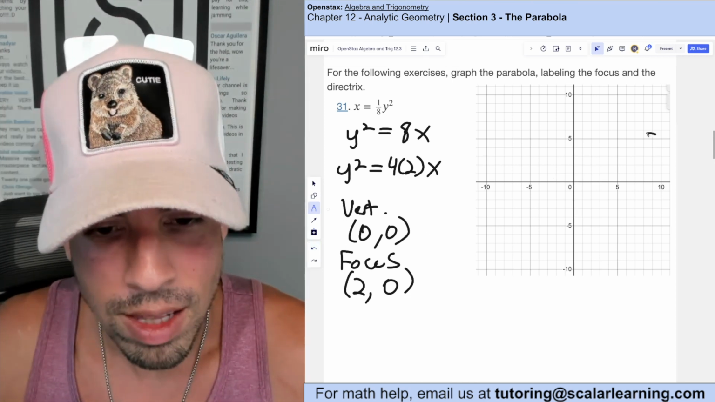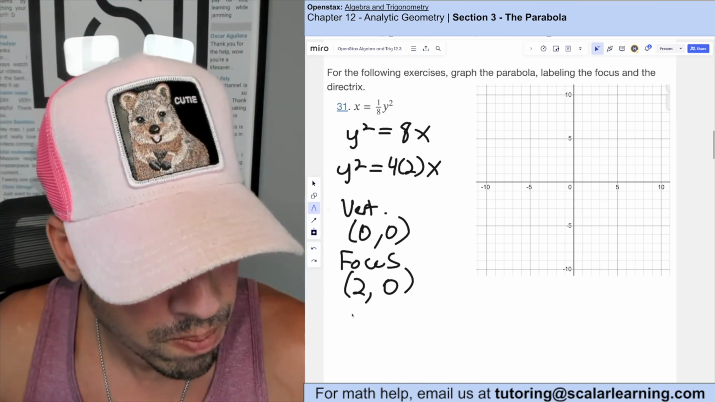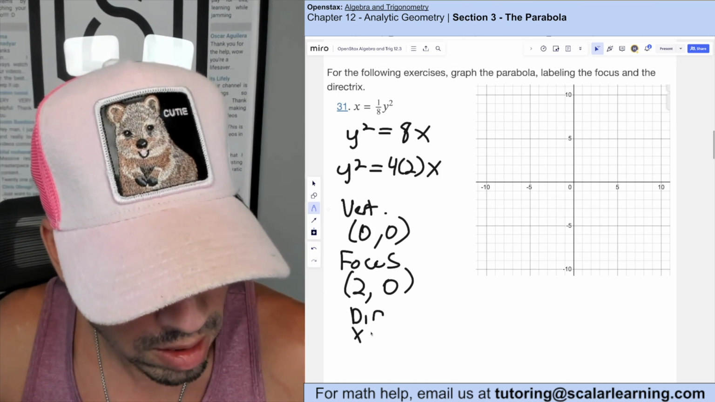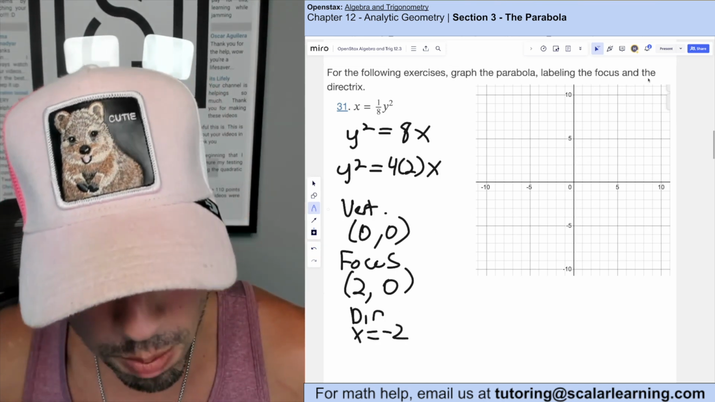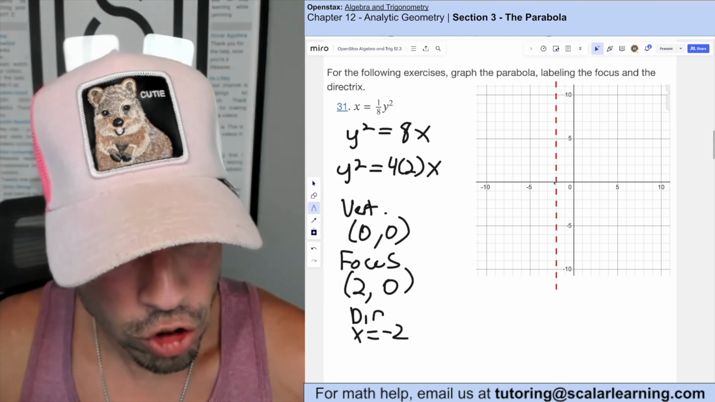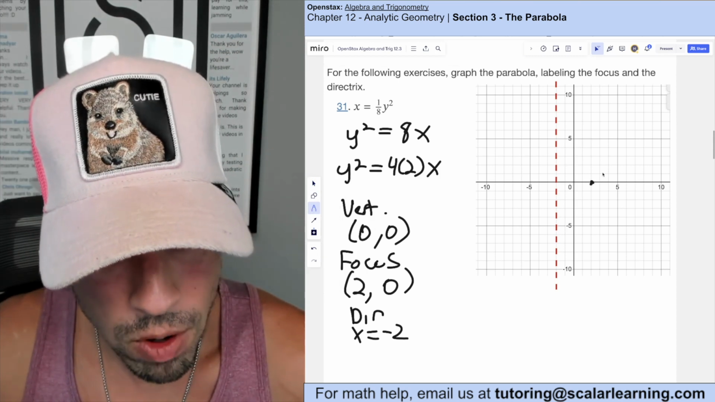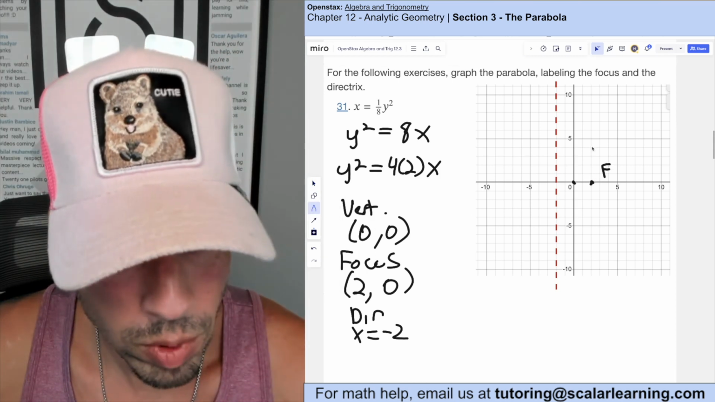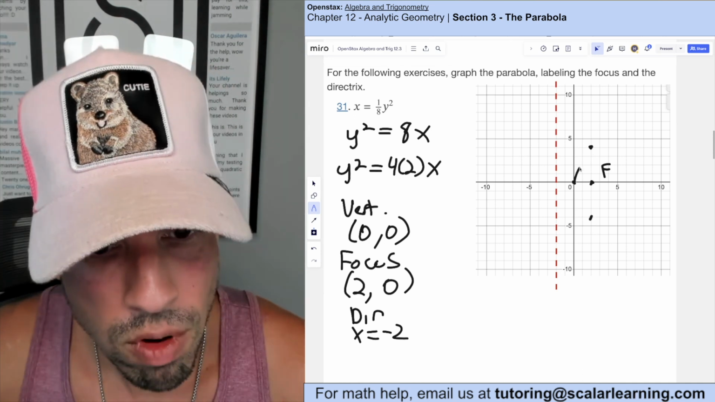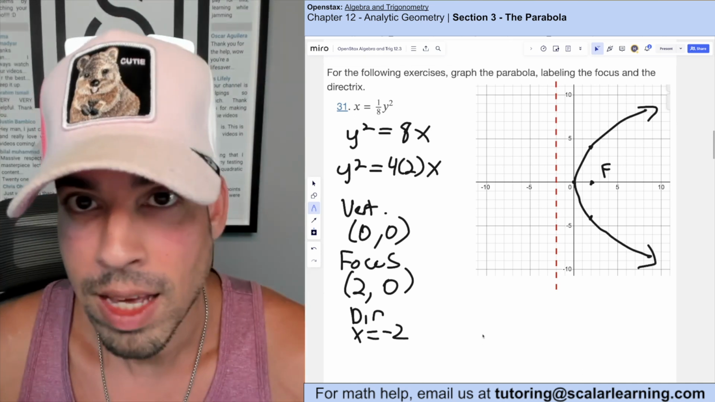But since it's opening like this, we know it's a vertical line. And so my directrix is x equals negative 2. Now let's plot it out. So there's my directrix right here. Here is my focus right there. And then we can graph the parabola approximately like this. And that's how you do it.